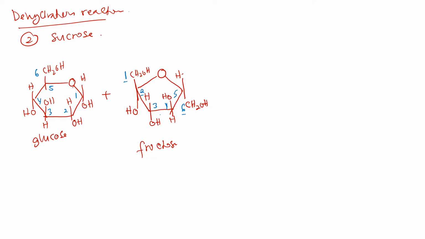So the bond that forms between fructose and glucose is between carbon number 1 of glucose and carbon number 2 of fructose. You will need to remove the hydroxyl from carbon number 1 and the hydrogen atom from carbon number 2 of fructose to form a water molecule. And then you just join the two monomers together.